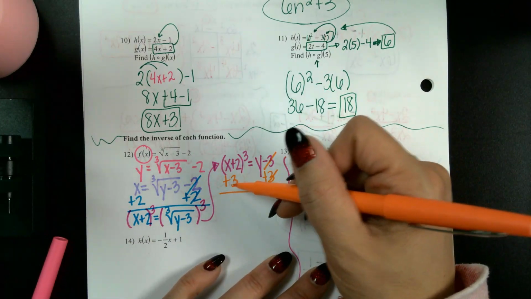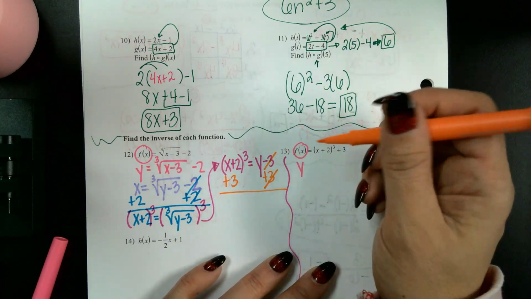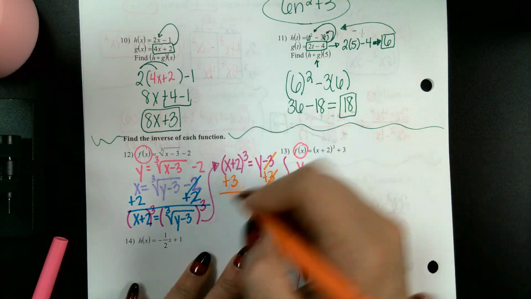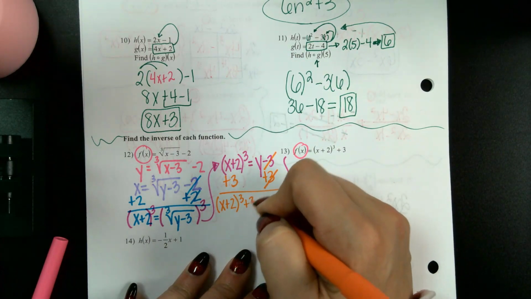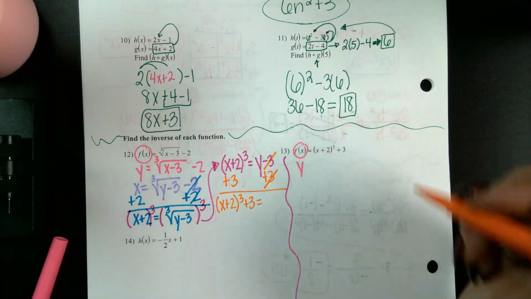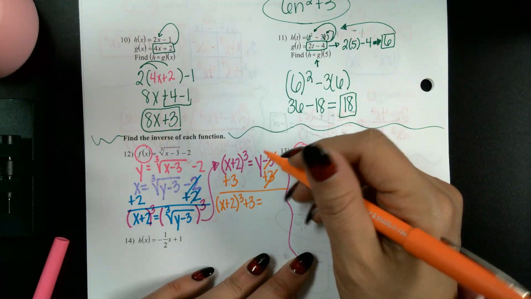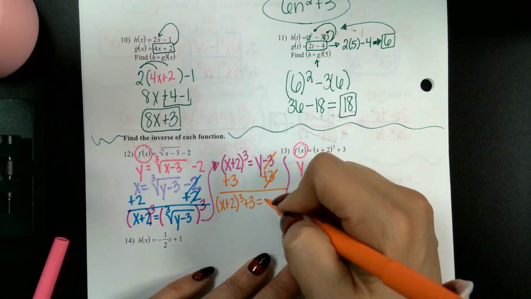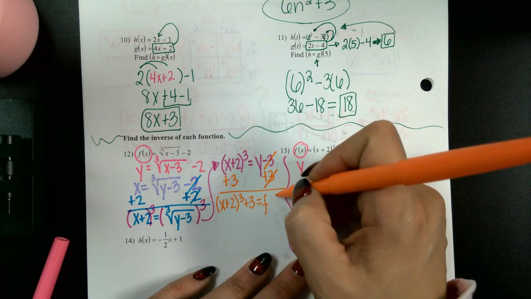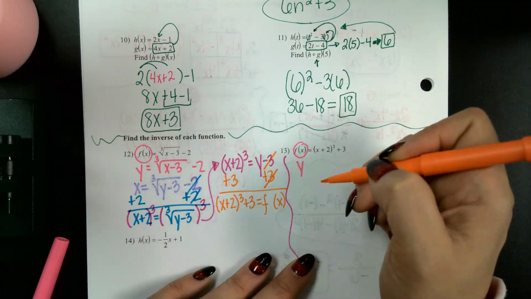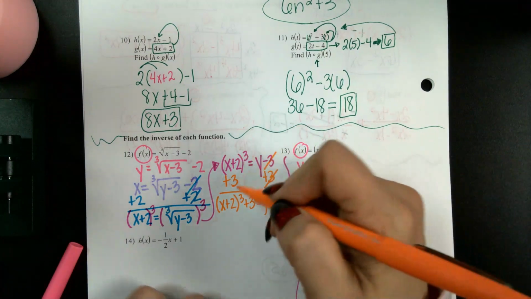Can you combine the 3 with the 2? No, the 2 is in parentheses with an exponent. All you guys do is write this sideways. And instead of putting equals y at the end, what's the inverse notation? F of x, and there's a -1 right there as the exponent.